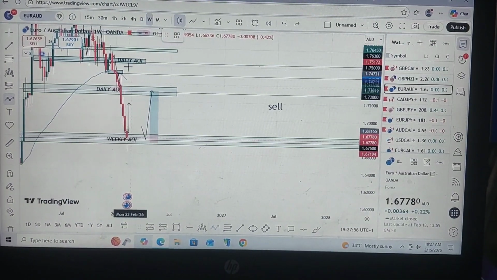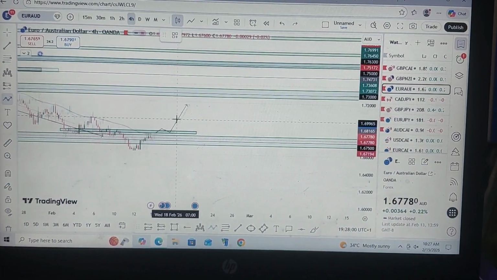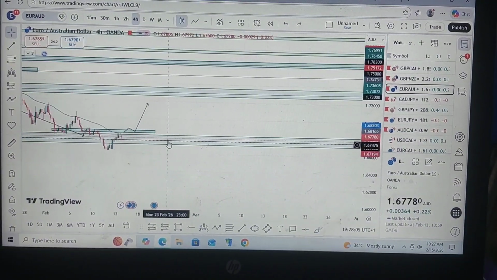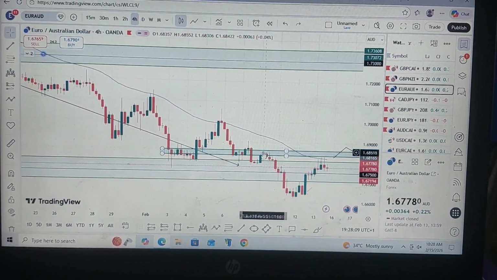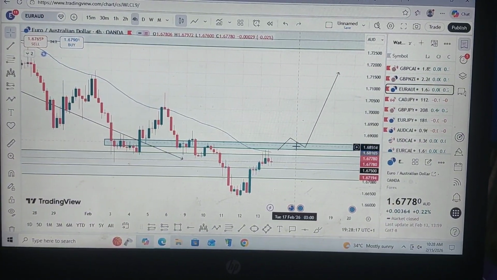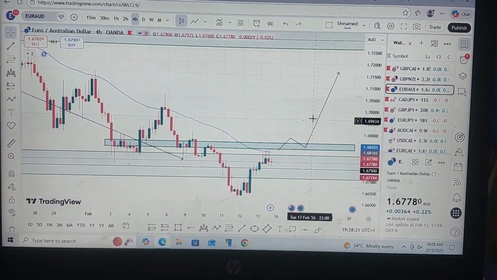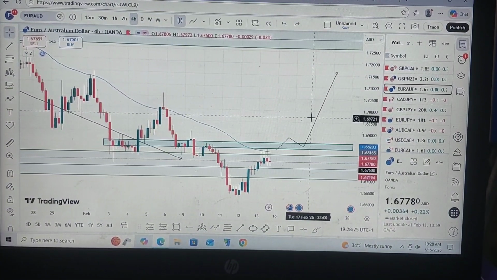So I'll go to the 4 hour time frame. I'm waiting for the 4 hour time frame to shift bullish for me to take this trade to the upside. I'm waiting for the break of this higher high. I'm waiting for the retest of the EMA, the retest of this support level, this area of interest, for me to take the trade to the upside. That's what I'm expecting in Euro AUD.